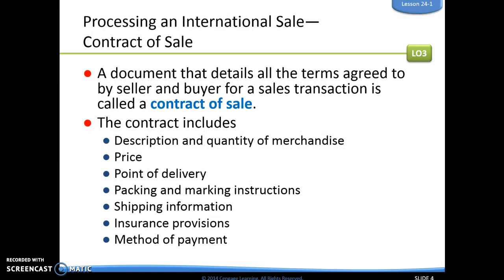The process of an international sale, the contract of sale. So a contract of sale is a document that details all the terms agreed to by the seller and by the buyer for a sales transaction. The contract should include the description and the quantity of merchandise, the price of it, the point of delivery, the packing and the marking instructions, the shipping information, insurance provisions, and the method of payment. So that should all be included on this contract of sale.